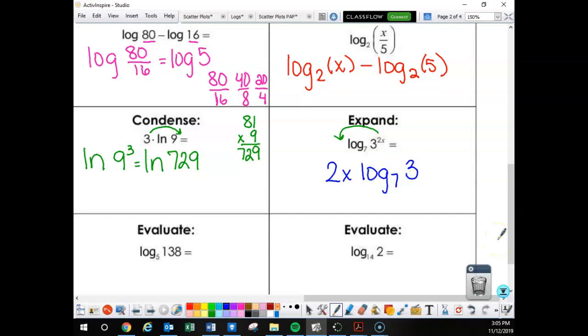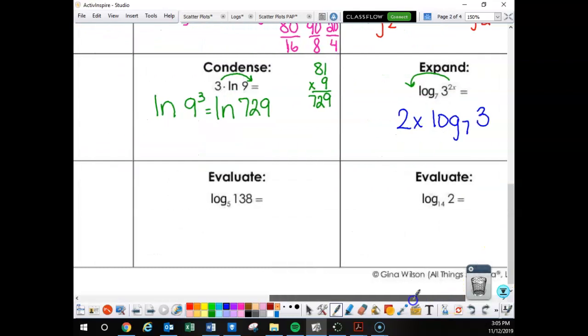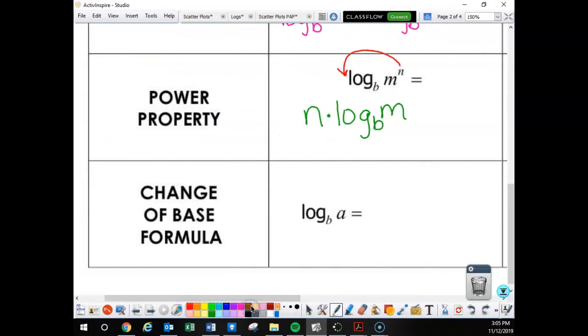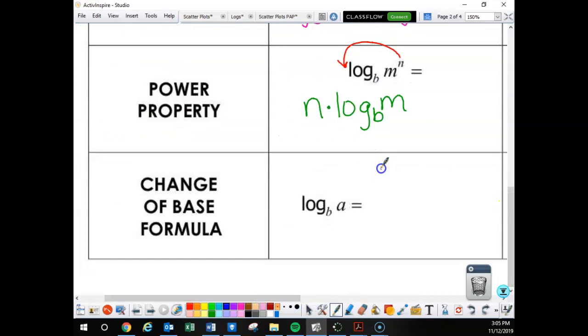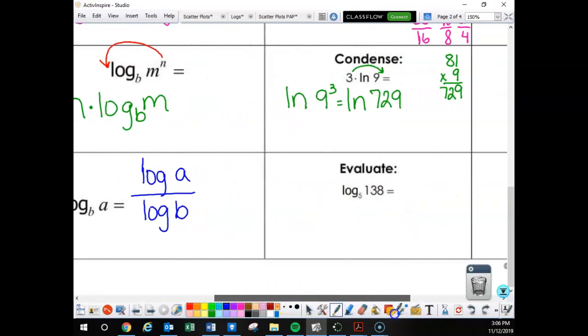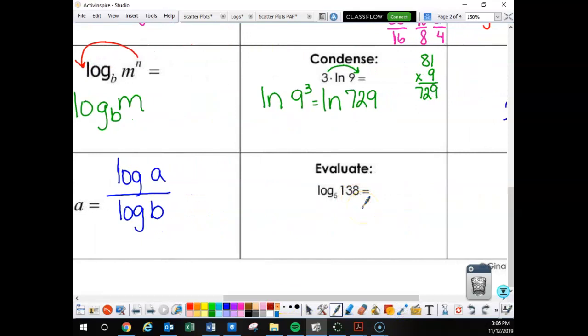Okay. And then lastly, I'm going to go over the change of base. This is what we did on Monday. So the change of base formula is just log of A divided by log of B. And so again, if you want to see how that works, log of 138 with base of 5 would be log of 138 divided by log of 5.